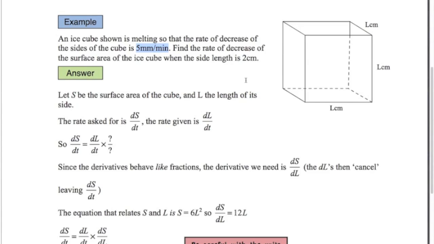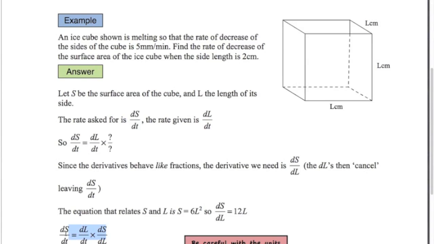Okay, so let's go through the steps. Let's write down what it is we're asked to find. We're asked to find the rate of decrease of the surface area, so I'm going to call that dS/dt. I'm going to say the surface area of the cube is S, and we're asked to find dS/dt. We're given dL/dt, and we need to fill in this blank right here. So like I did before, we haven't got a dS on the top line, so I need a dS there. We've got no dL on the bottom line, just dt, so I need a dL on the bottom line. So I've got dS/dL. Okay, so that gives me this bit down here.